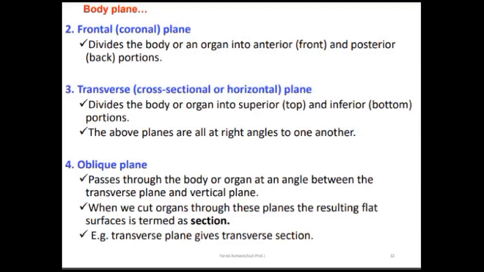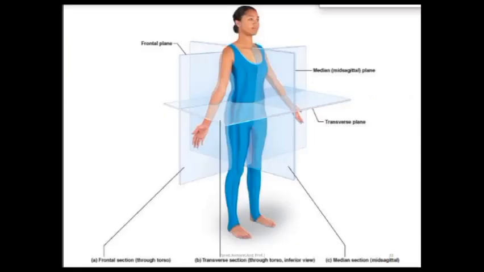Note the above planes, that means the sagittal, frontal, and transverse planes are all at right angles to one another. D. Oblique plane. It passes through the body or organ at an angle between the transverse plane and vertical plane. What is a section? When we cut organs through these planes, the resulting flat surface is termed a section. Example: transverse plane gives transverse section.